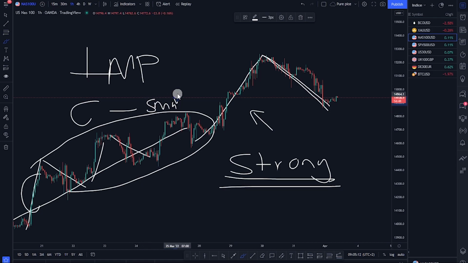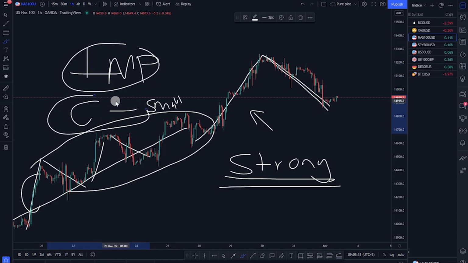Then that's what we interpret as some form of strength. But if the impulsive waves are big and also the corrective waves are big, that's something else. It means that there is nothing happening because the strength is already cancelled by the sellers.